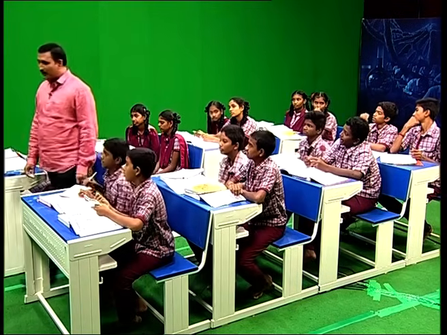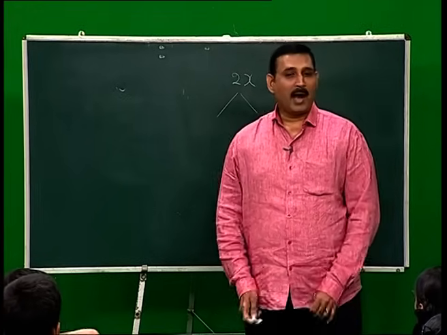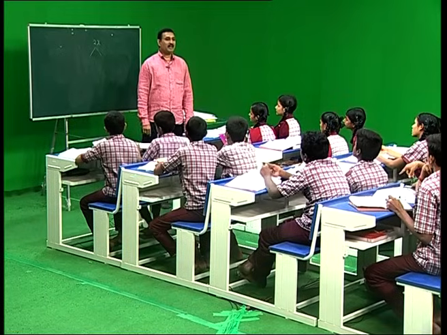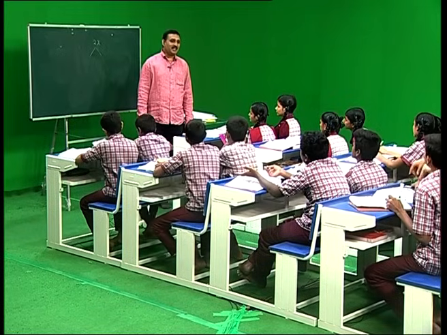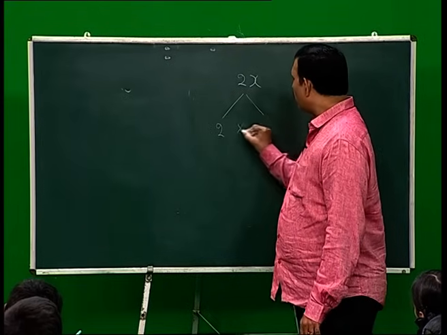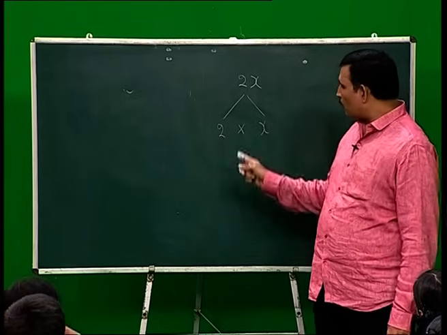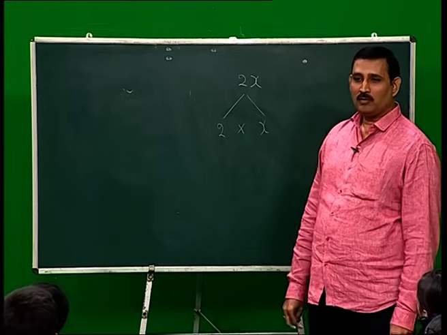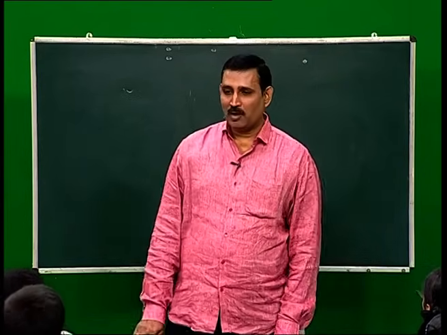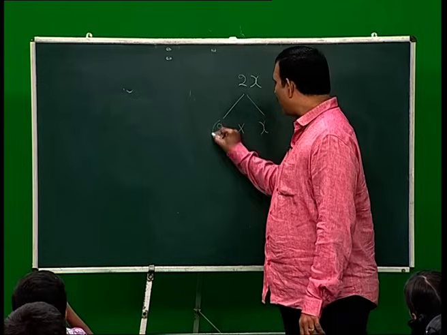X plus x is 2x, very good. What do you mean by 2x? X is taken 2 times. So it is 2 into x. So what are the factors of 2? 1 and 2. There are only 2 factors. So 2 is a prime number.